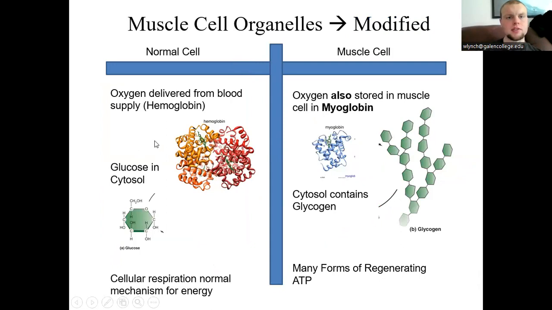Here we see normal cells in terms of their binding. In a normal red blood cell, binding of oxygen happens at the 4 heme groups. So oxygen delivered in the blood is by the hemoglobin molecule. We're utilizing glucose for cellular respiration here. In the muscle, however, we have a storage protein for oxygen similar to hemoglobin. This is known as myoglobin. Myoglobin is going to be able to store 2 oxygens per molecule, whereas hemoglobin is able to store 4.